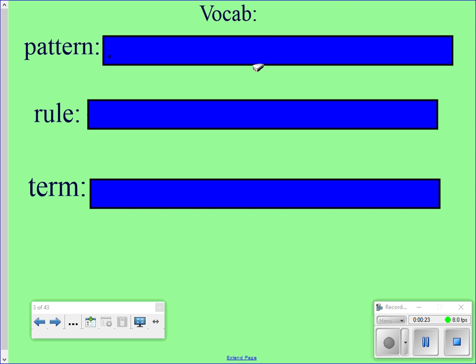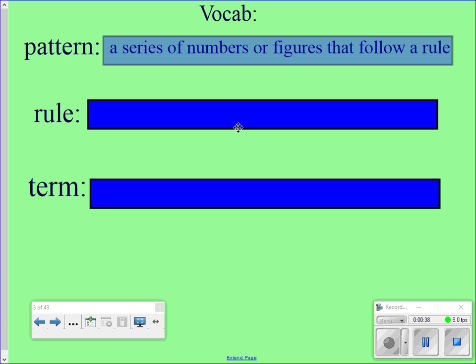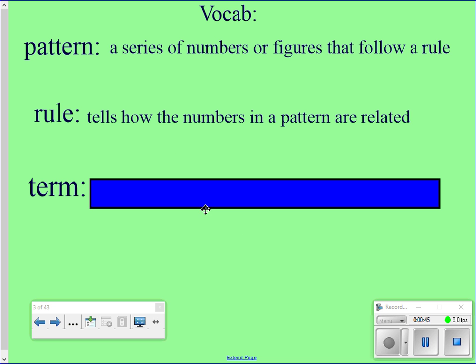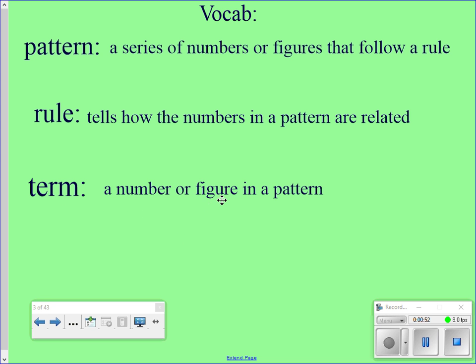A pattern is a series of numbers or figures that follow a rule. So then a rule tells how the numbers in a pattern are related. This might be a new word. The term is a specific number or figure in a pattern. You're going to need to know the difference between pattern, rule, and term.